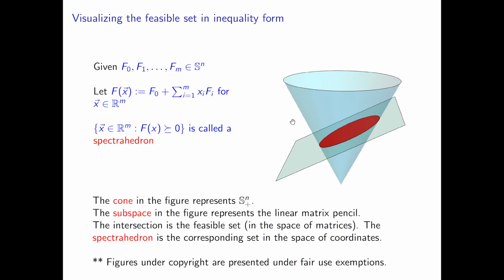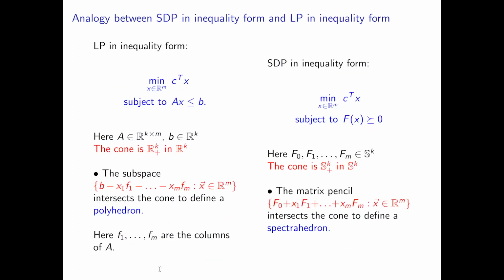So when we think about the program in the way I've written it earlier, we think of it in terms of the coefficients x, but this picture is in terms of the matrices f of x. Now, you're familiar with linear programs in inequality form. So in order to better understand SDP in inequality form, let's just do a comparison between the two of them.